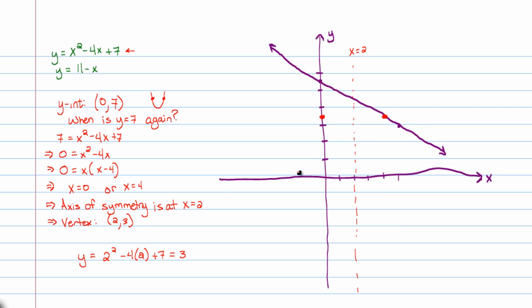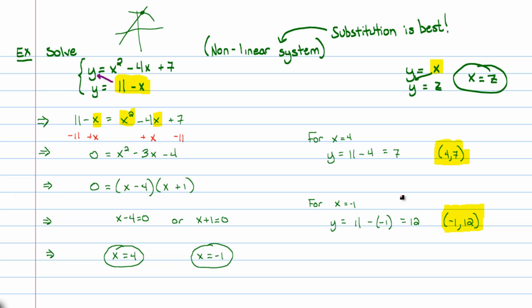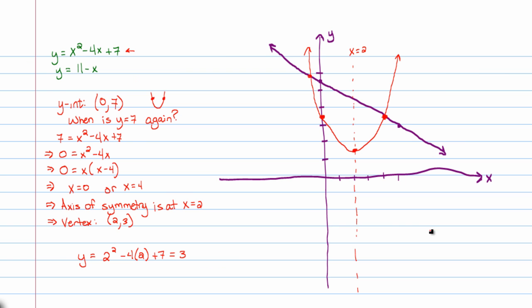So I see my vertex is at 2, 3, which is right about here. And when you graph this out, you'll see that you get a parabola that intersects the line twice, here and here. Now remember, our solutions to this nonlinear system were 4, 7 and negative 1, 12. 4, 7 is actually that point right there, and negative 1, 12.